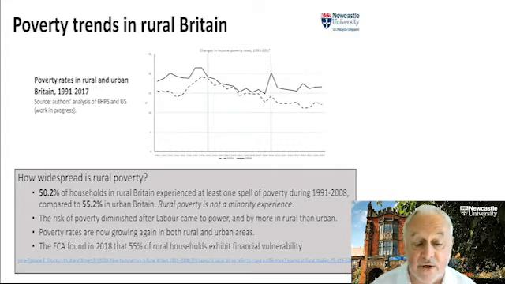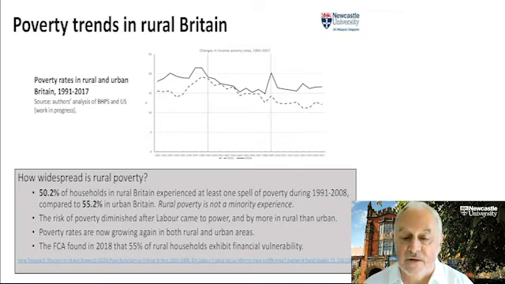That's only a little bit lower than the 55.2% in urban Britain who experienced at least one spell of poverty during that period. So the main point from that research is that rural poverty is not a minority experience, and it touches almost as many families in rural Britain as it does in urban Britain, despite all of our preconceptions about that. As I say, the risk of poverty diminished a bit after Labour came to power, and by more in rural than in urban, but poverty rates are growing again now in both rural and urban areas.